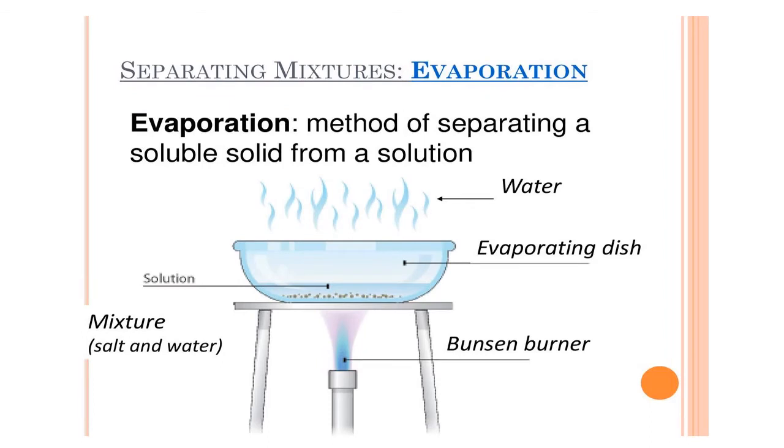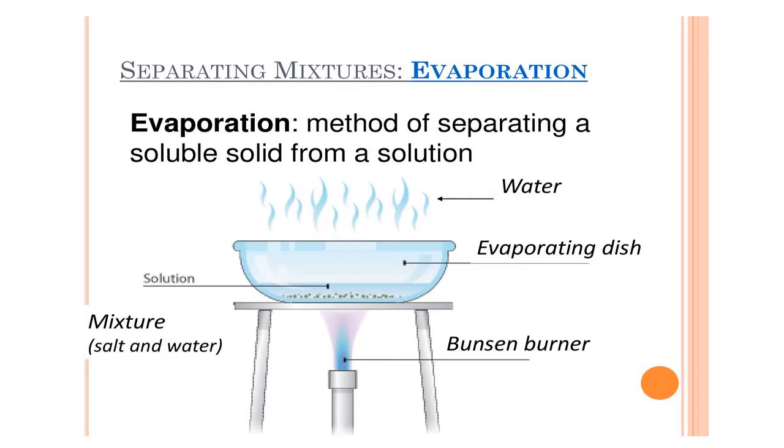Evaporation is a method of separating a soluble solid from a solution. What is it? A method of separating a soluble solid from a solution. In your textbook, if you see activity 6 on page number 40, what we have to do is heat a beaker containing some water, and allow the water to boil. Then what happens if we boil continuously? All the water will turn into steam and disappear.